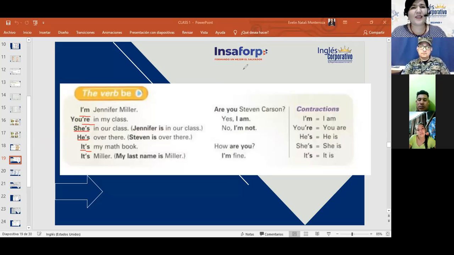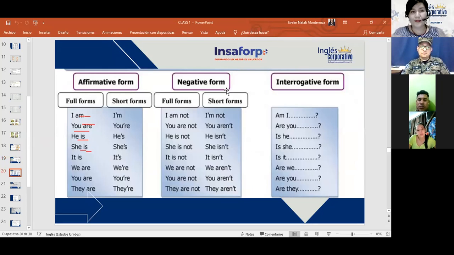I know you have studied this before, but in some cases we tend to forget. And I have it here in a little bit clearer form, right? In the full forms, affirmatives, negatives, and interrogatives. I am, you are, you're, he is, he's, she is, she's, it is, we are, you are, they are. To make a negative sentence, you say, I am not. You are not. I am not.